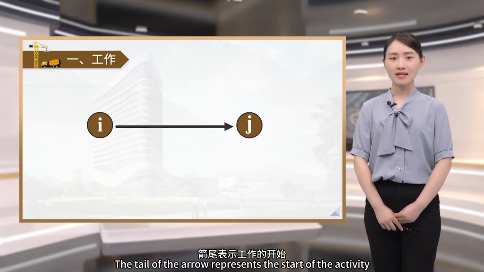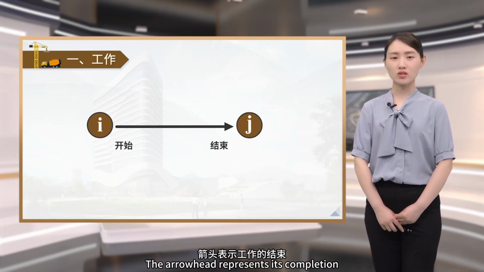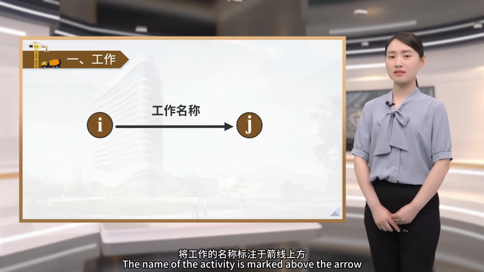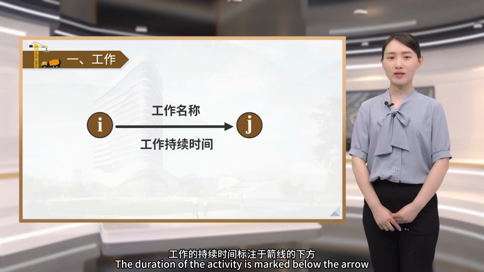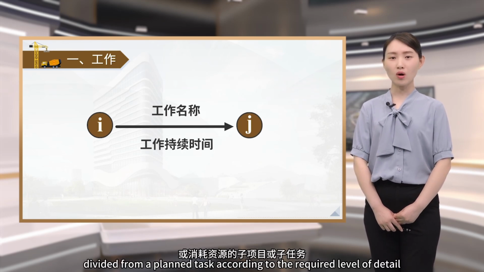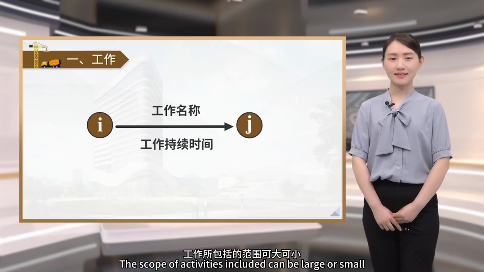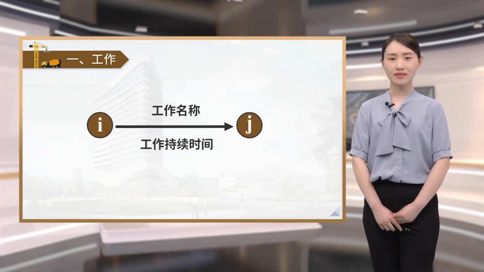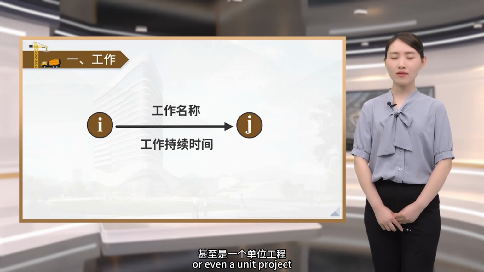The tail of the arrow represents the start of the activity. The arrowhead represents its completion. The name of the activity is marked above the arrow. The duration of the activity is marked below the arrow. An activity is a time or resource-consuming subtask divided from a planned task according to the required level of detail. The scope of activities included can be large or small. It can be a single procedure, a work item, or a sub-project, or even a unit project.